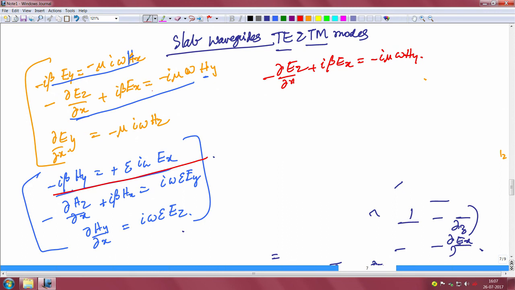If we note carefully, we will see that the Ey component is related to the Hx component and the Ey component is related to the Hz component also. So, this is a group. The Ey component is related to Hx and Hy, this equation, and the Ey component to Hz, Hx and Hz.